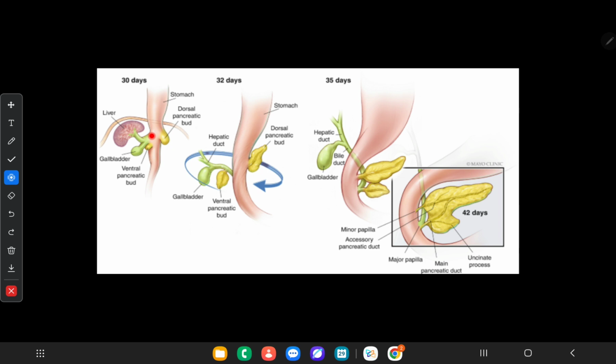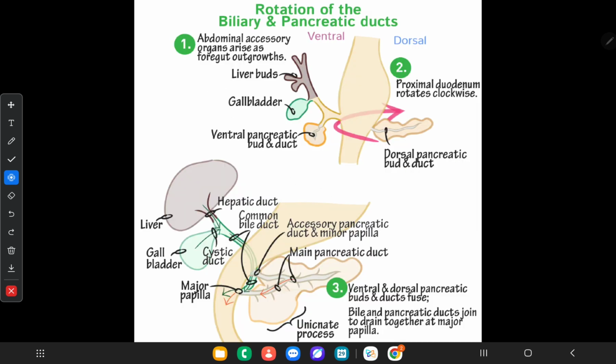That's all for the development of the liver and the gallbladder. When we talk about the development of the pancreas, it is formed by two buds, called the dorsal pancreatic bud and the ventral pancreatic bud. Here you can see the dorsal pancreatic bud and the dorsal pancreatic duct. Here you can see the ventral pancreatic bud and the ventral pancreatic duct.